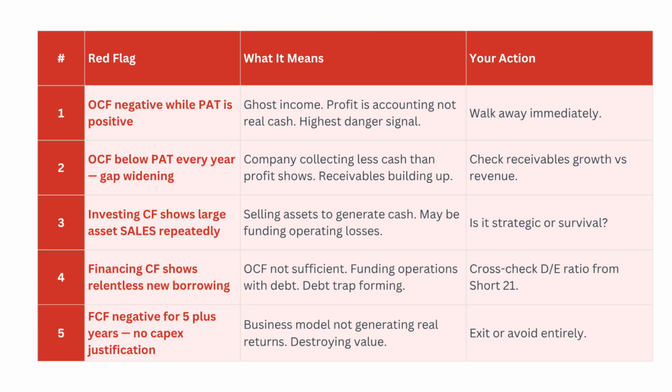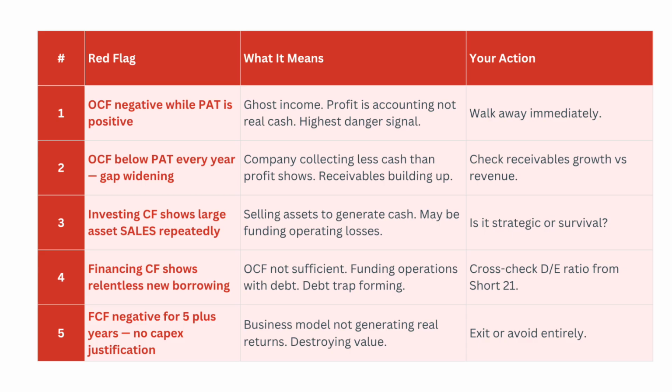Then the next red flag, number 3: investing CF shows large asset sales repeatedly. What does it mean? The company is selling assets to generate cash, maybe funding operating losses too. What is your action? Check whether it is strategic for survival.